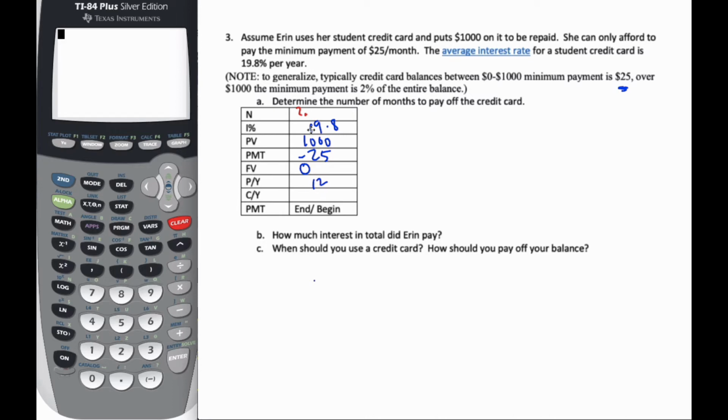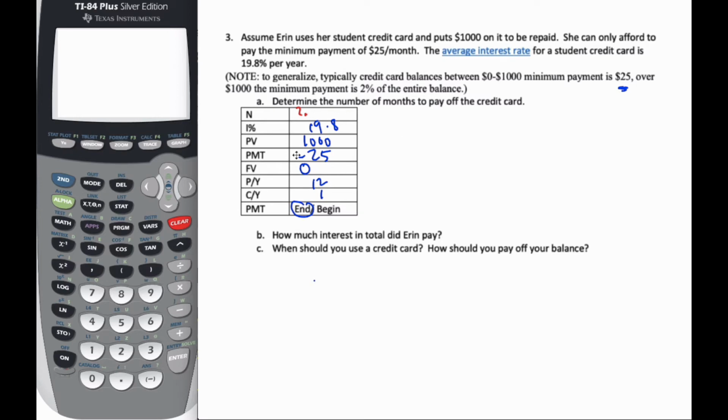And this is set up to compound once per year. And we pay at the end of the month. So imagine you get the money, and then at the end you have to pay the interest. You don't get the money and then pay it back immediately at the beginning of the month. That wouldn't make much sense. So determine the number of months to pay off the credit card.